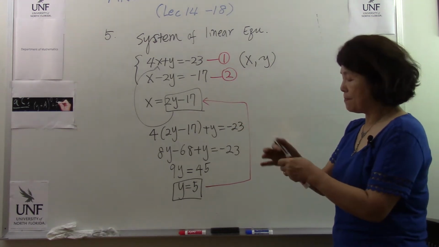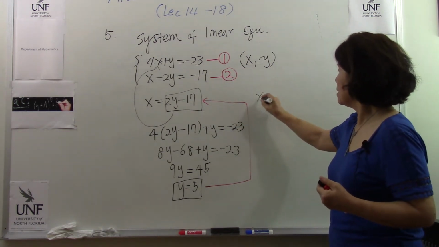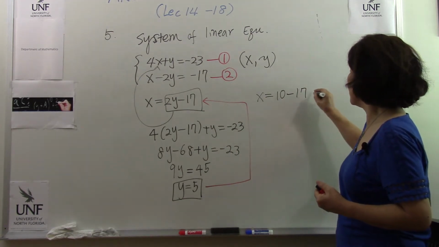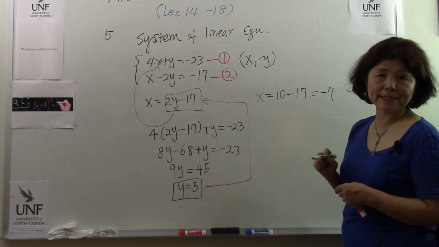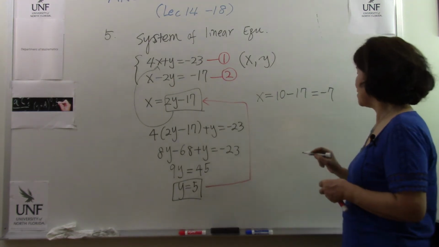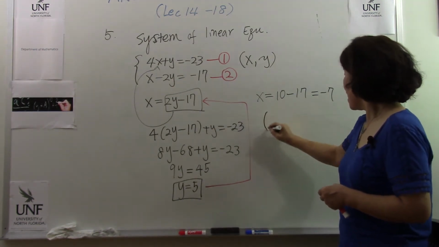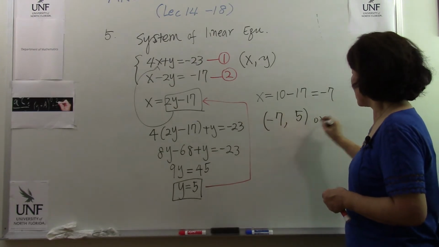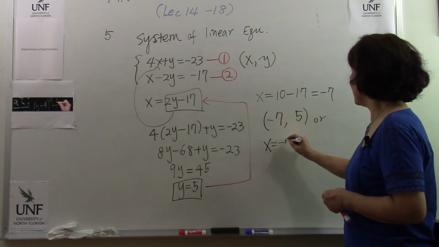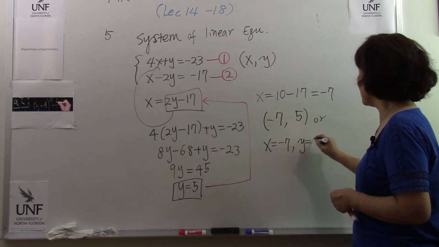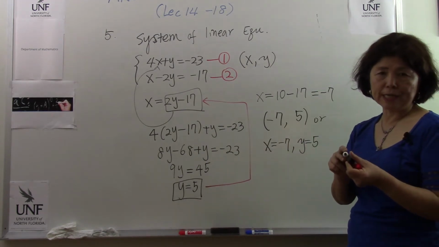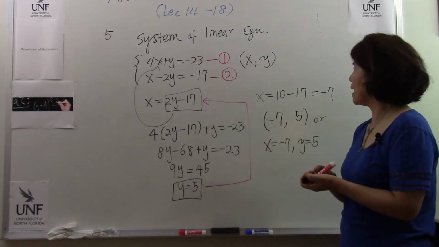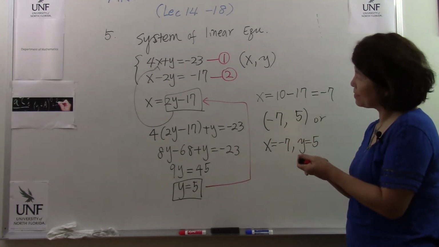So that makes x equals 2 times 5, 10 minus 17. That gives you negative 7. So the final answer, you can say negative 7 comma 5, or you can say just x equals negative 7 and y equals 5. You can use either one. When you write this one as a coordinate, what does that mean?